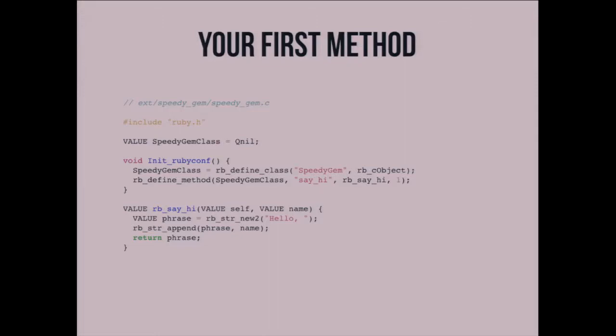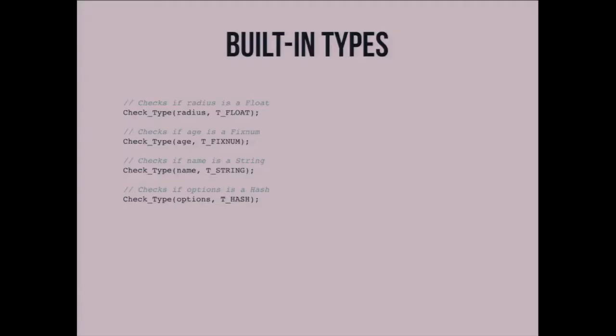Obviously, there's stuff that you need to do, like checking types. This is pretty simple as well. You can enforce types, Ruby types, with the Check_Type command. So here's a few examples of floats, fixnums, strings, and hashes. Any base Ruby type that you'll have, a type for it that you can just use with this function.